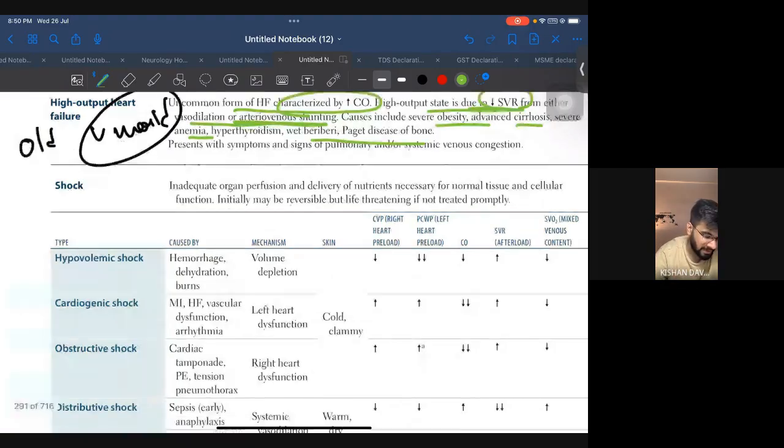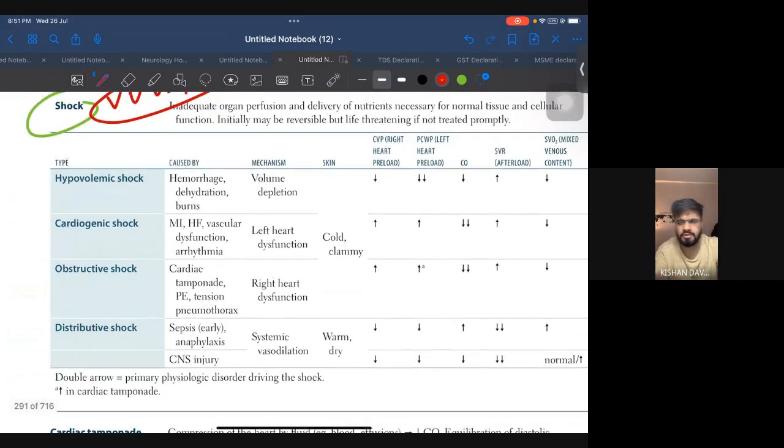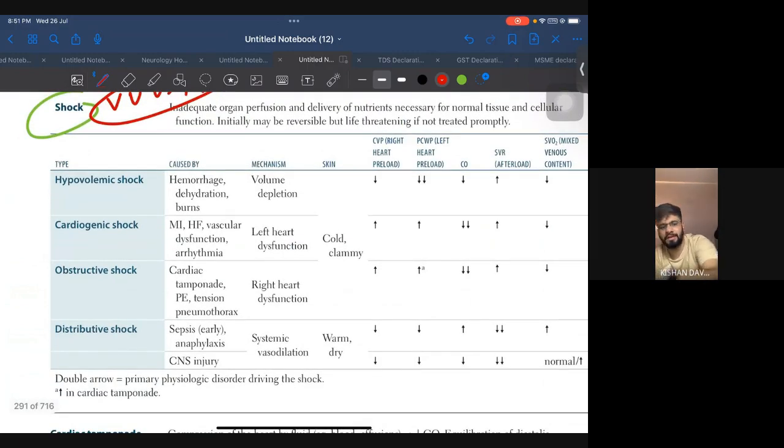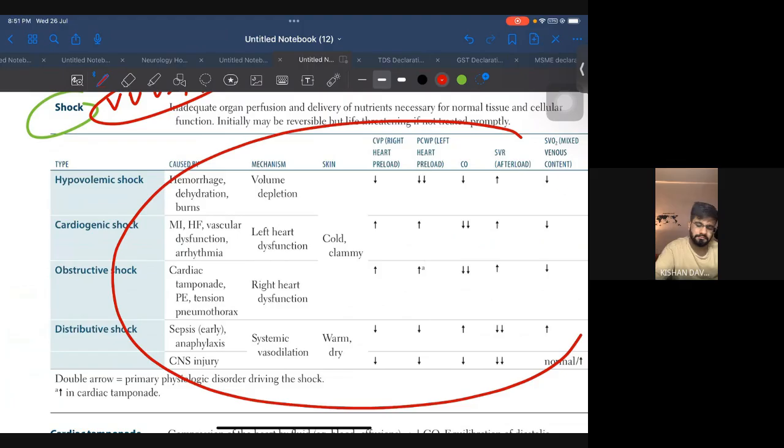All right. So let's just do the shock. Guys, shock is very, very, very high yield. Definitely 2-3 questions will be asked from here. And how will they ask you? Parameters. These parameters are very important. If you are not able to understand it, try to remember, take the printout and stick it in front of you.